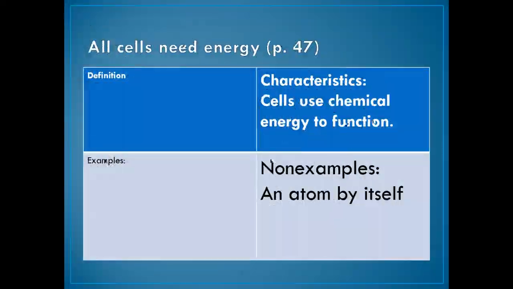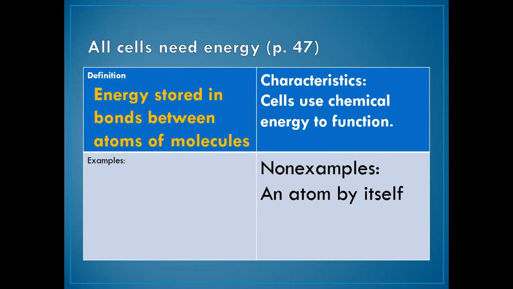All cells need energy. If you're following along in your book, we're taking a look here at page 47. Energy is stored in the bonds between atoms of molecules. A characteristic of this is that cells use chemical energy to function. For example, glucose is an energy molecule, and ATP is an energy molecule. A non-example would be an atom all by itself.